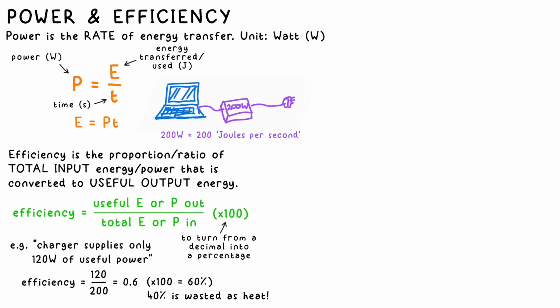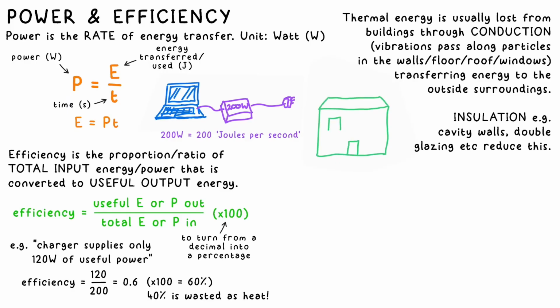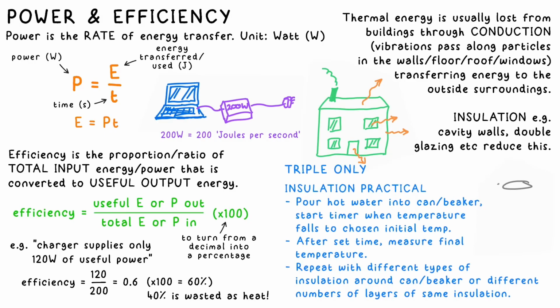You could be asked to give efficiency as a decimal or a percentage. That means that 40% of the power or energy in is wasted. This is usually as heat lost to the surroundings, as per usual. If houses or other buildings don't have sufficient insulation, a lot of heat can be lost through walls, windows, doors, and the roof, etc. Just for triple real quick, we can do a practical on this by wrapping up cans with different insulating materials or different thicknesses of the same material, pouring in hot water from a kettle and measuring the temperature after a certain amount of time. The higher the temperature is at the end, the better the insulation.